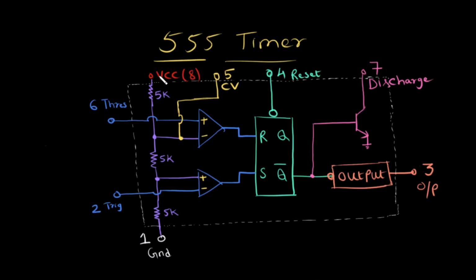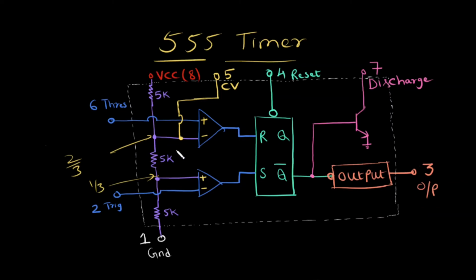Pin number 8 is VCC and pin number 1 is ground, and the 3 5K resistors are connected between pin number 8 and 1. So by applying the voltage divider network rule, the voltage at this particular point is 2/3 of VCC, and the voltage at this particular point is 1/3 of VCC.